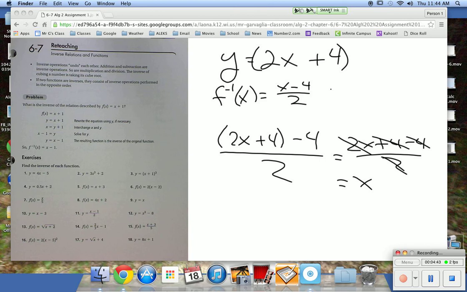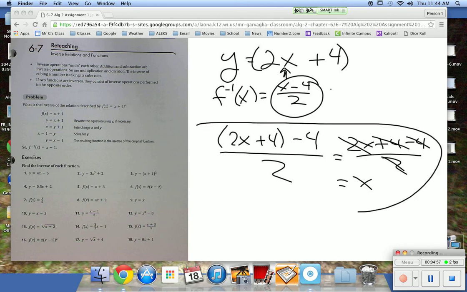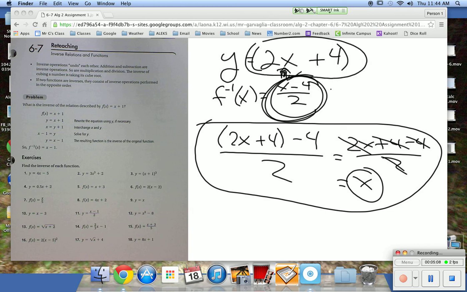If I was to take this and put it into there, same thing would happen. I would end up with x. I'm just showing this to you. If I was to take this here and put it in for that x, I would end up with just x when I solved it down. If I take this here and put it into that x, I would still end up with x. That proves to you that we have the inverse. That's how you prove you have an inverse function. So if you want to check your work, then you can check your work.